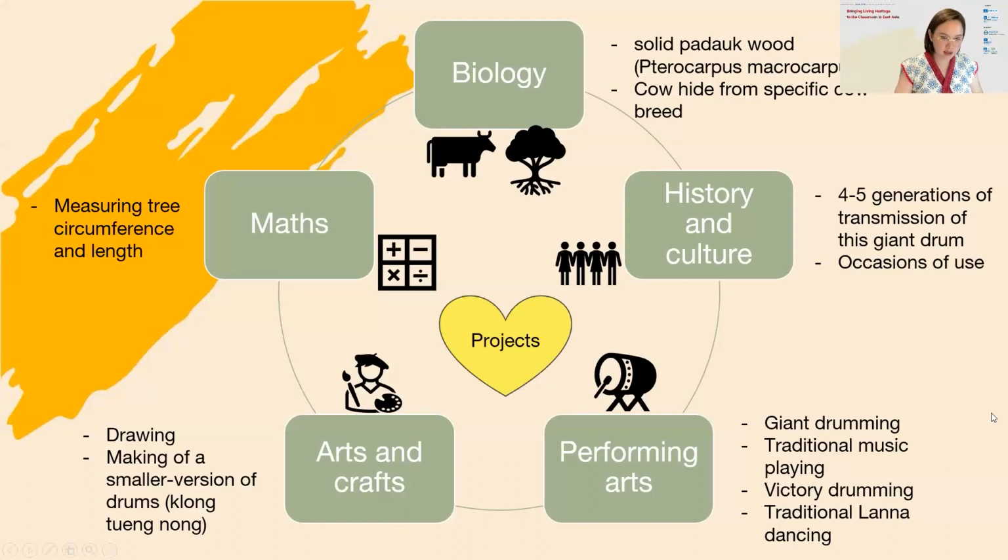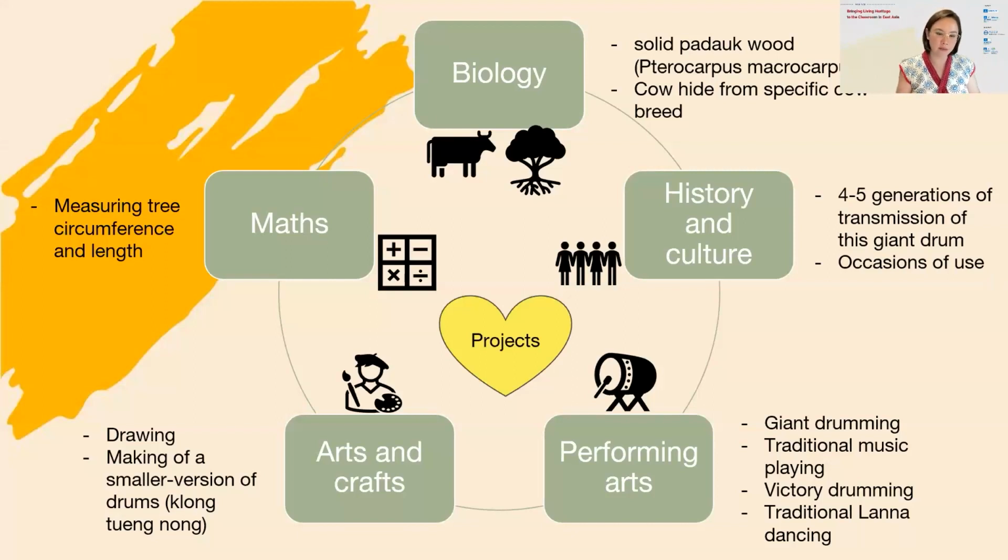In performing arts class or subject, they learn about how to do the drumming. And then there are also other kinds of traditional music that are being played and practiced at the same time. There is another kind called Glong Sabat Chai, which means the victory drumming. In ancient times, before people went to war, they played this drum. And after the win, they would do this to celebrate victory.